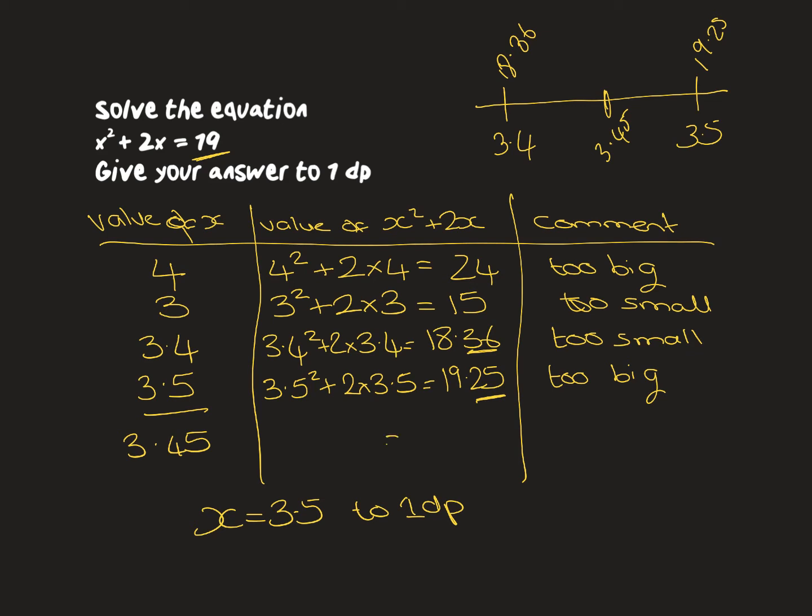So I've worked that out. That's 18.8025, which is too small. Okay, so this one here is too small. So that means my answer, my 19, is actually somewhere in this area here. So that means it is actually closer to 3.5. So what I had decided already was correct. But this 3.45 just proves that it is correct.